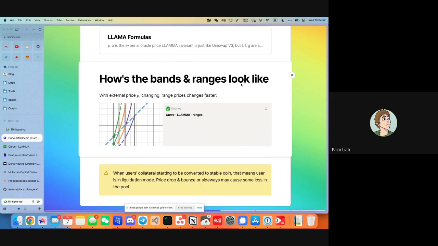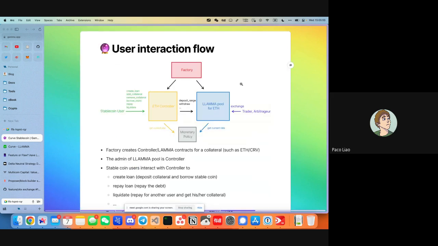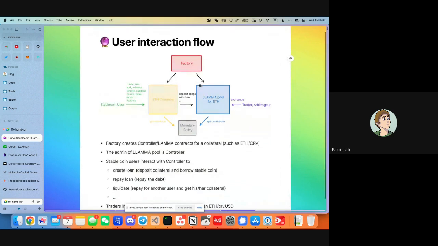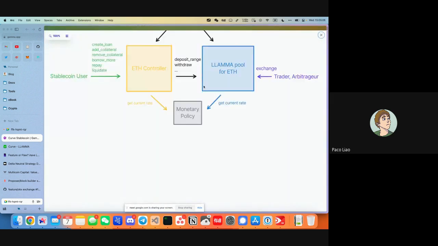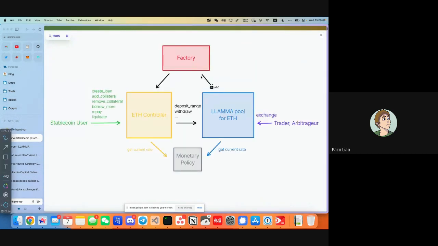This is the core part of the Curve stablecoin Llama and how the user will interact with the stablecoin. They have a factory that will deploy a controller and a Llama pool for collateral. So for ETH, there will be a Llama pool and a controller. They can also create another pool, maybe for CRV, so you can use CRV as collateral to borrow stablecoins. In this example, the collateral is ETH. And the factory will deploy this controller and the Llama pool.